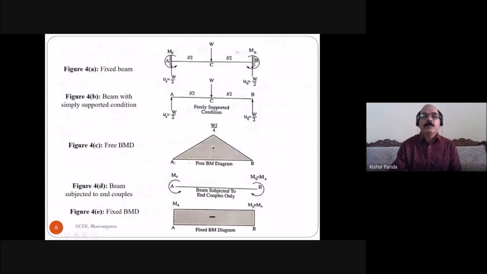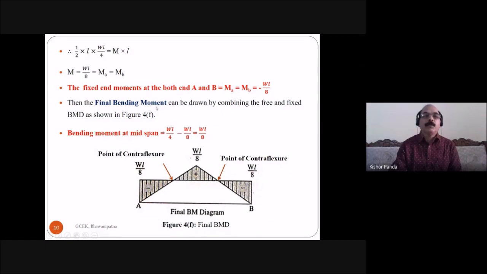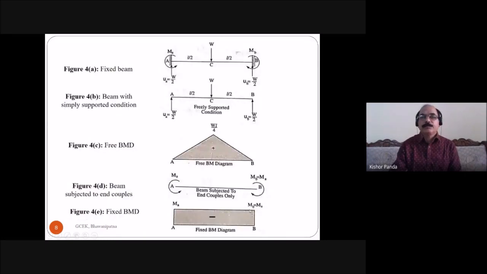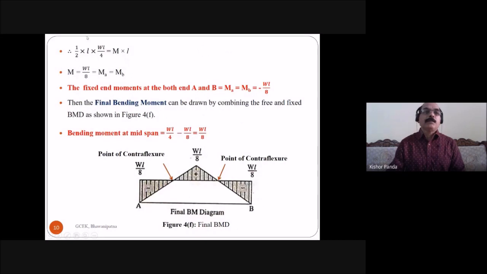So what is the area of A1? What is the area of this triangle? Half into base into height. Half into L into WL by 4. Then what is the area of this rectangle? This is the moment M ordinate, and this is the length L. So M into L. The area of this rectangle is equal to M into L. Then after simplifying this, M is equal to WL by 8. So MA is equal to MB. The moment at end A and moment at end B is equal to WL by 8. So these are the fixed end moments.